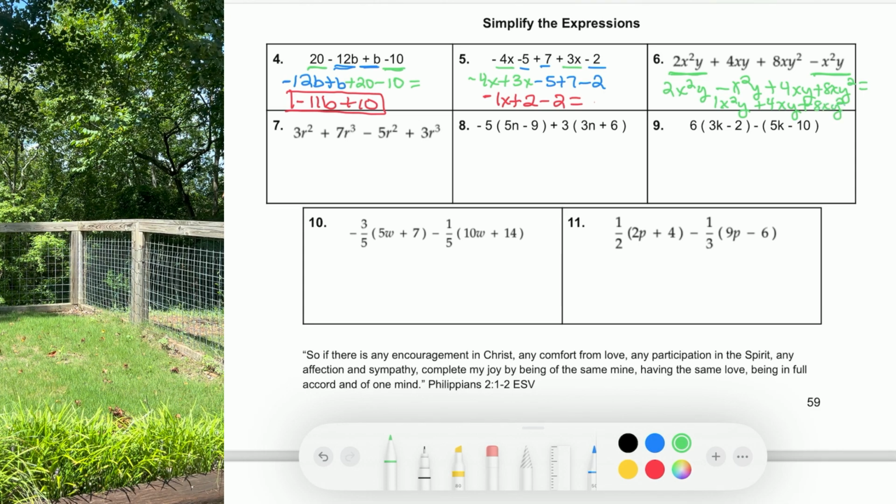Now remember, this 1 that's right here, we don't actually write that. So I'm going to erase it. So we're just left with x squared y. The 1 is just understood to be there, and we are done.